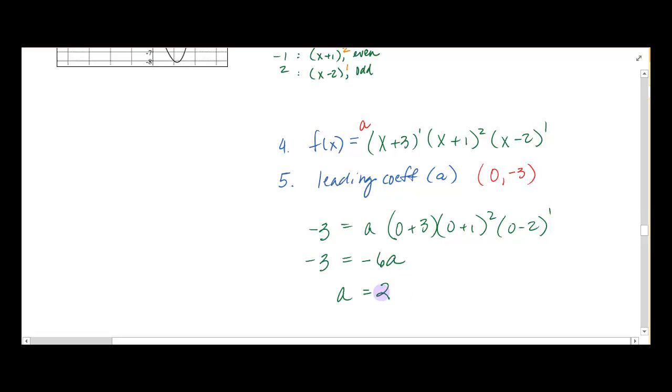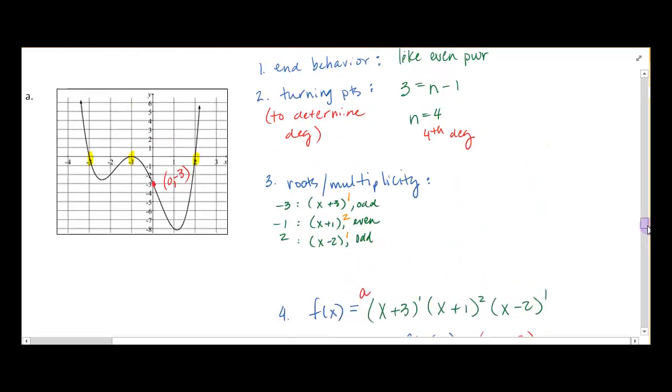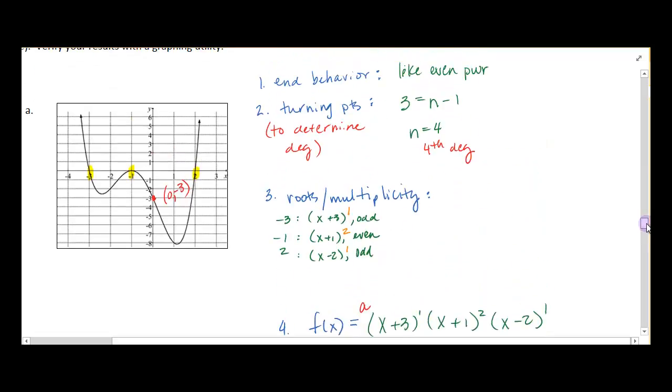So my leading coefficient for this entire function is not 2. What was I thinking? If I divide both sides by -6, I get 1/2, not 2. So my leading coefficient is 1/2, not 2, and I can then see how well does my found function, 1/2 times each of these three things, compare with the graph that we have right here. So let's go to Desmos and check it out.